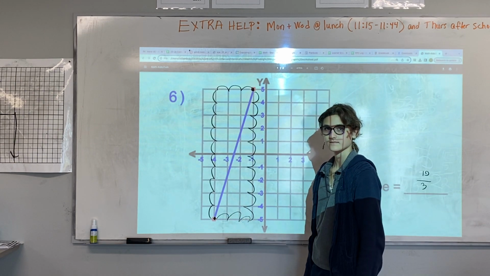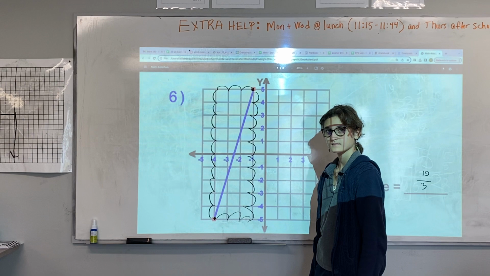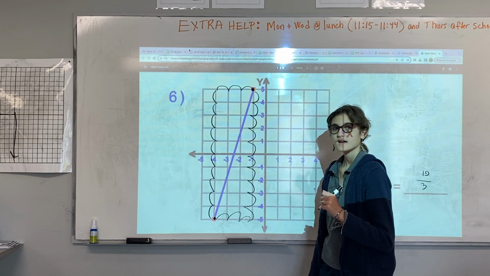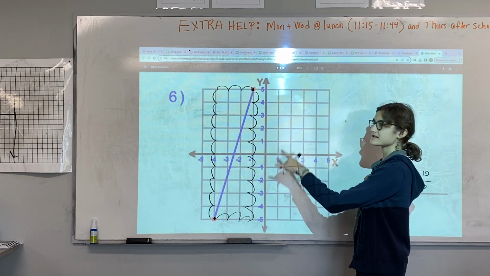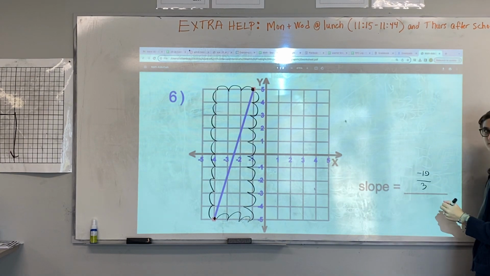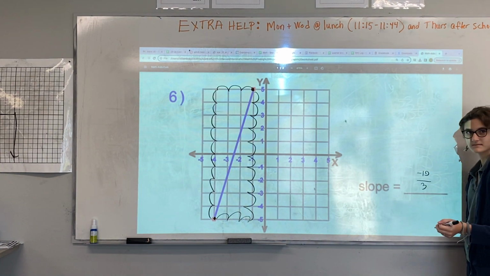Okay, so if you count downwards 10, how would you write that? Negative 10. Negative 10, go ahead and write a slope, negative 10. Yeah, you can, okay. Now, when you got to the bottom, what did you do?